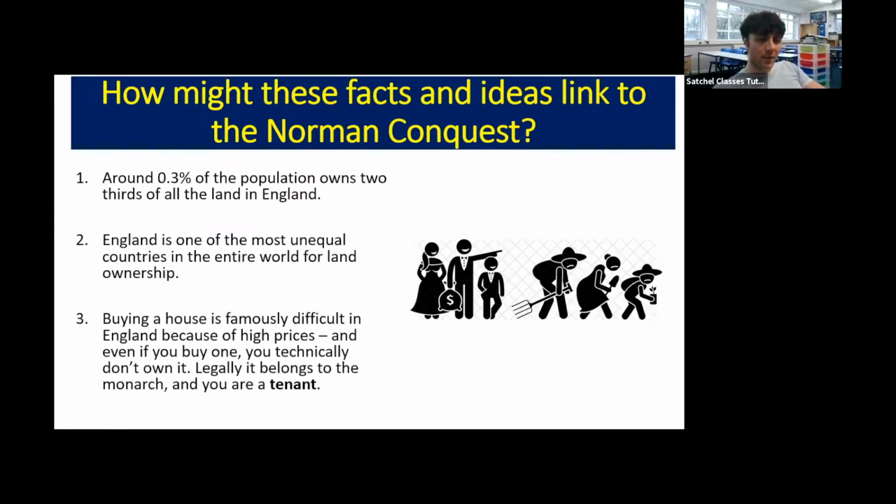Fact number 3, buying a house is famously really difficult in England, and especially in London, because of high prices. Even if you manage it, you save up enough, you still technically don't own it. A lot of people don't know this, but even when you've bought your house, you technically are still a tenant, which means you're temporarily owning it, but not really owning it. Technically, it still belongs to the monarch, to the king or queen.